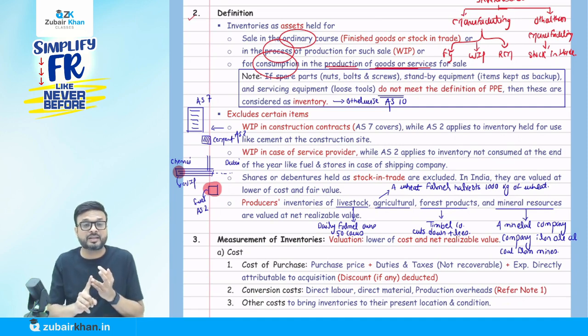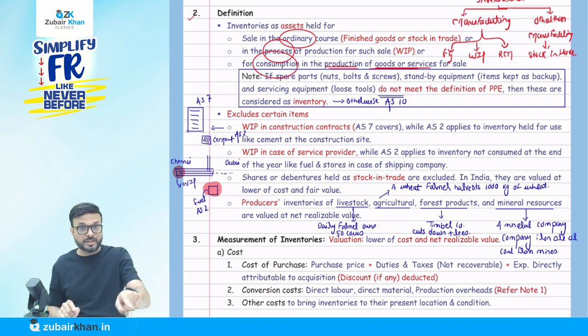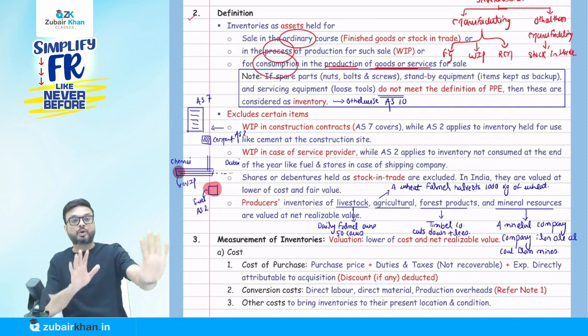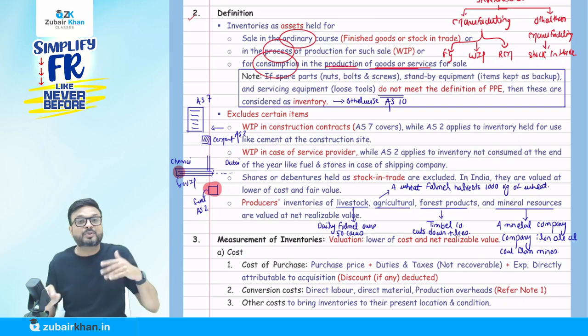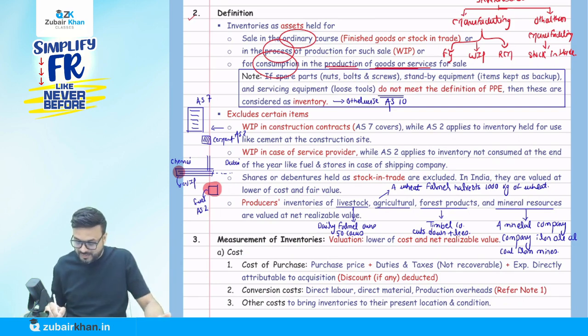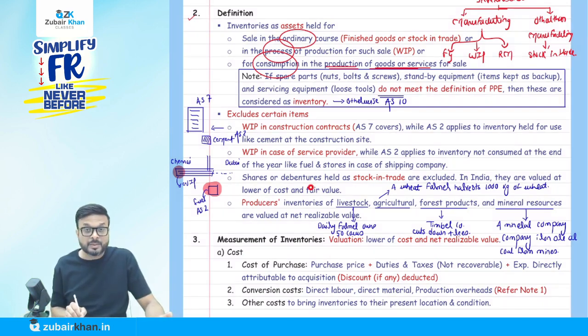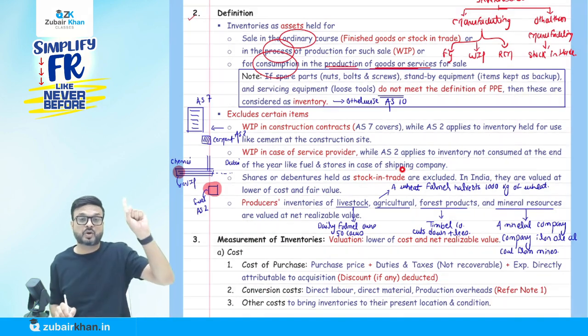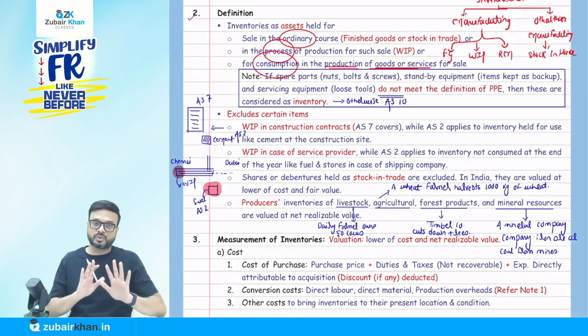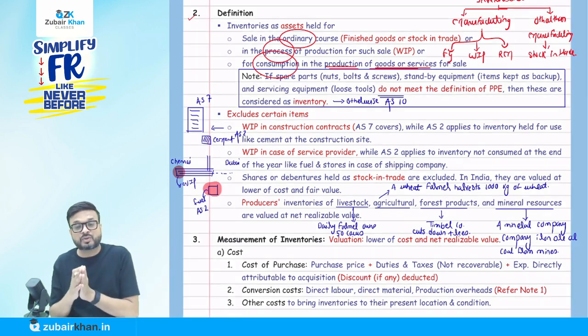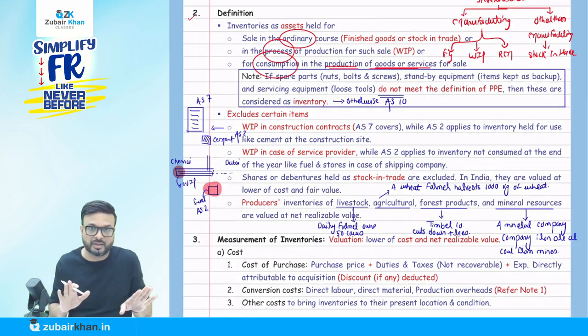When they go to AS13, AS13 also says, oh, shares or debentures held as your stock in trade, don't come here. So AS13 also denies them, AS2 also denies them. So where do they go? It is a general practice in India that shares and debentures held as stock in trade are generally valued at cost or fair value. Anyway, under AS2, shares or debentures held as stock in trade are not covered here.